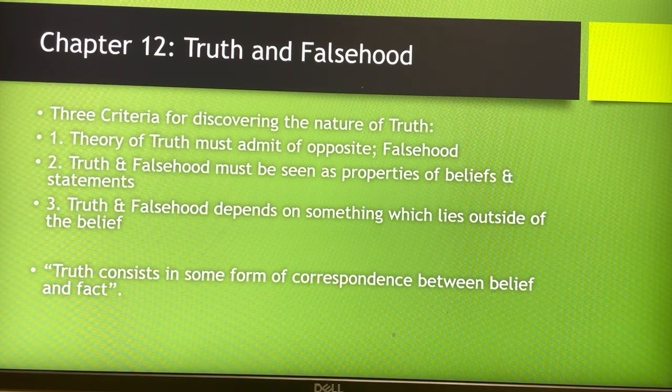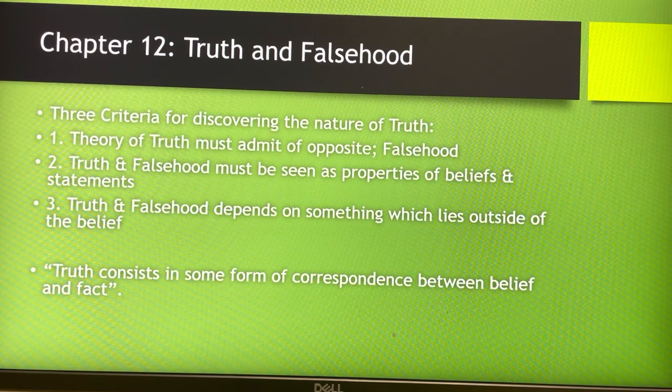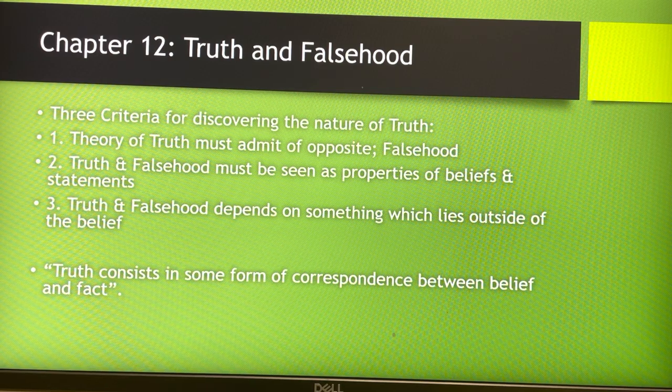And here we find that, like the universalist, loving Platonist that Russell is, he's not really concerned with what beliefs are true or false. Instead, he seems to want to get to that core question, what is truth and what is falsehood? And so he gives us here three basic criteria for discovering the nature of truth.